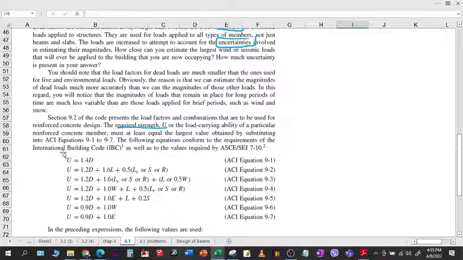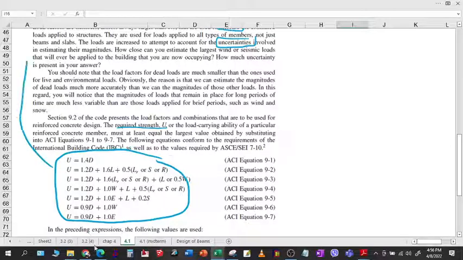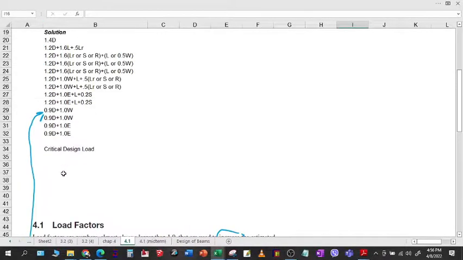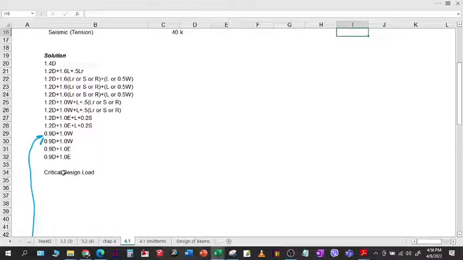Okay? So these are the standard load combinations set forth by the ACI. Now, through experiments and statistics, they were able to coin these load factors and load combinations. So let us make use of this and solve for the maximum value. So we make use of this and then solve individually the load combination.